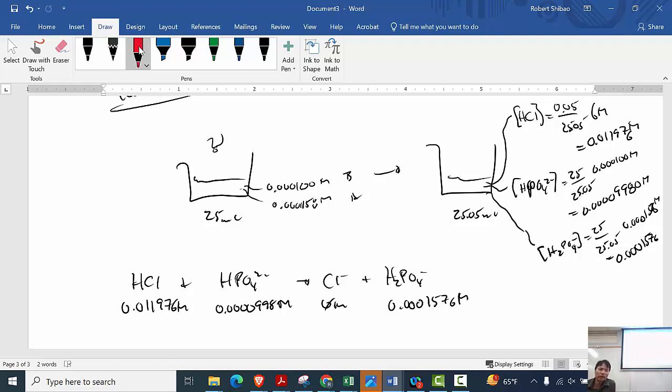So now, when we look at which one of these is the limiting reagent, HPO4, yeah, this is the limiting reagent. We don't want the buffer to be the limiting reagent. If the buffer is the limiting reagent, then what we say is the capacity of the buffer has been exceeded. We don't have enough buffer to neutralize it.